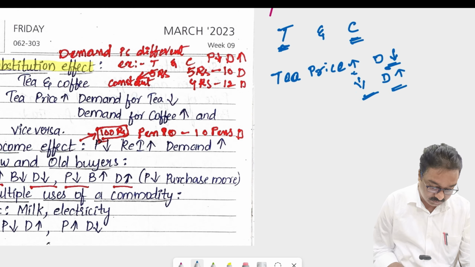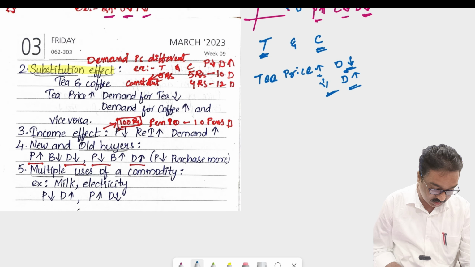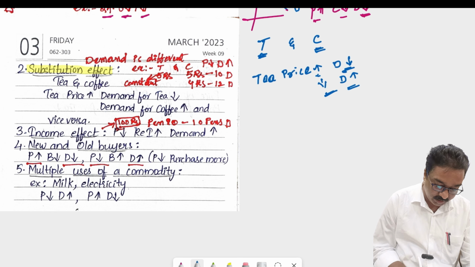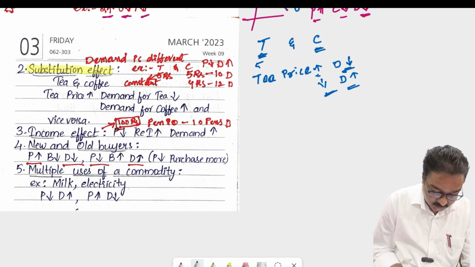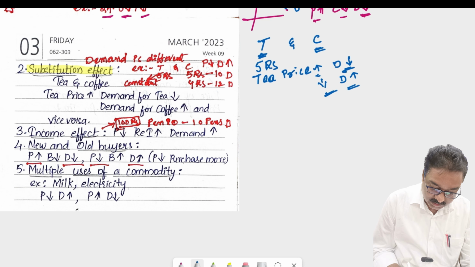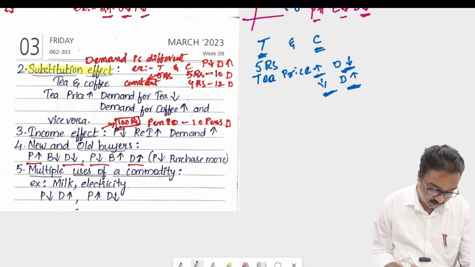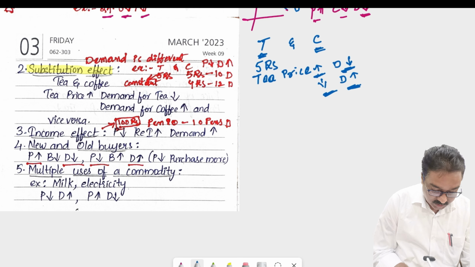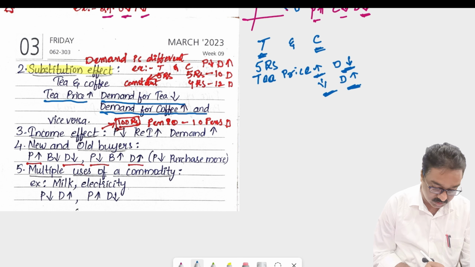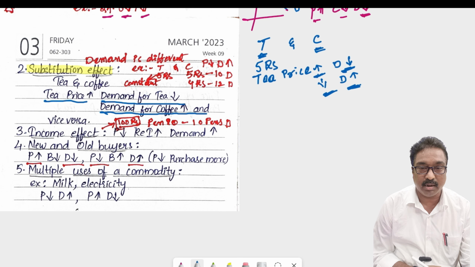So this is also called the substitution effect. For example, tea price is 5 rupees. If the tea price increases, demand for tea decreases, and demand for coffee increases, and vice versa. If the tea price decreases, demand for tea increases. So that is called the substitution effect.